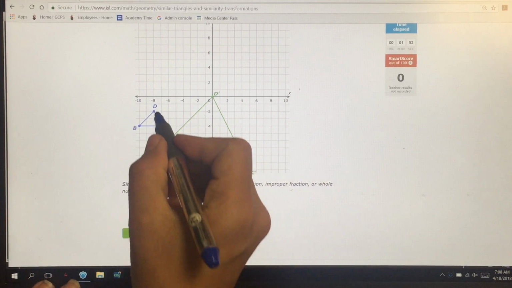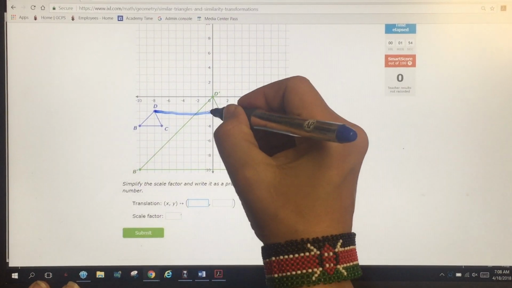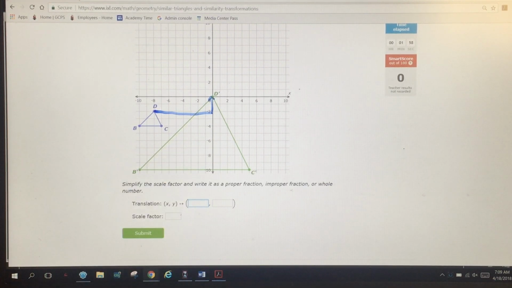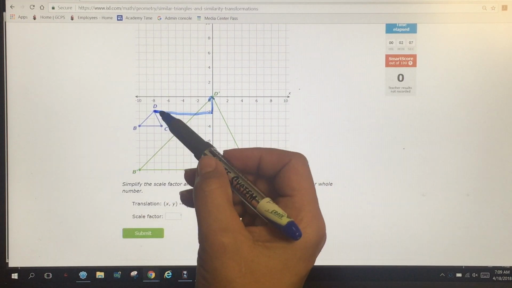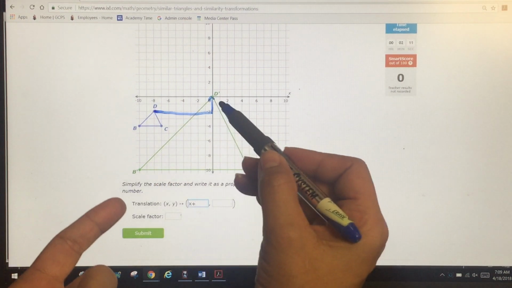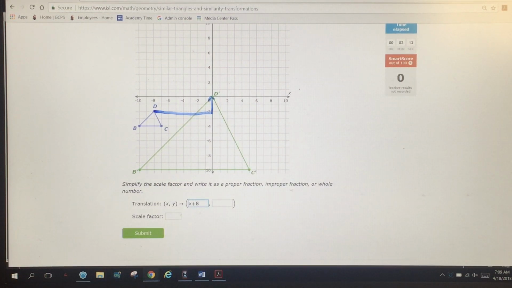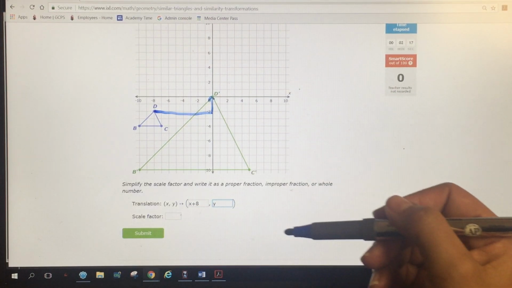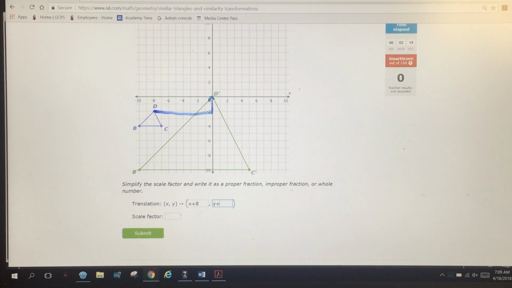So it moved right and then it moved up. So if you're moving right, is that positive or negative? It's going to be positive. So you're going to say it's going to be x plus, and then how many did it move? So it moved from -8 to 0. You can count the boxes, but obviously -8 to 0 is 8 spaces. And then on the y, it moved up. Is up positive or negative? It's positive. So positive, and how many? 2.